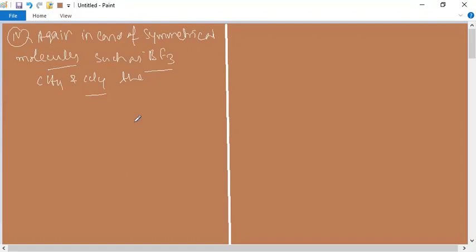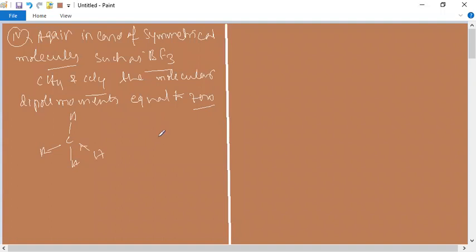The molecular dipole moment is equal to 0. What is that? Suppose we have taken CH4. In this case, carbon has more electronegativity than hydrogen, so the bond moment is towards the carbon side. Here also carbon side, here also carbon side. So the net dipole moment in this case is equal to 0.